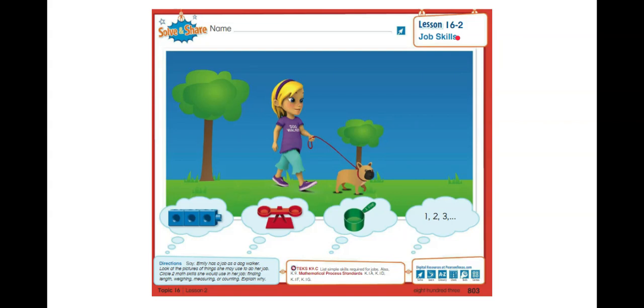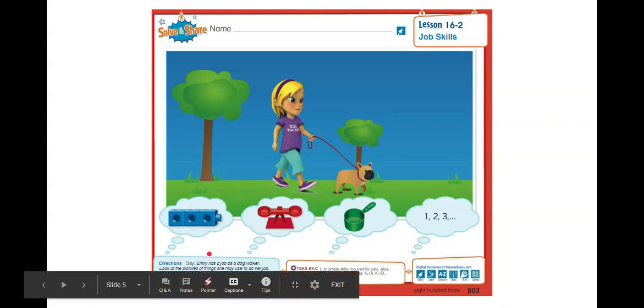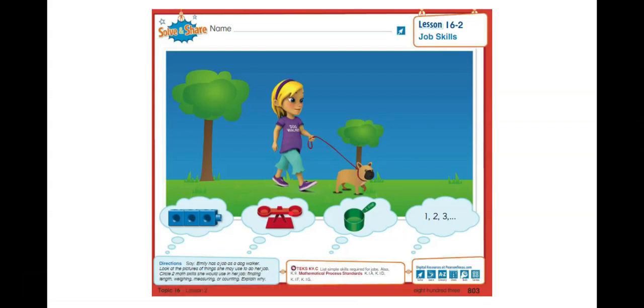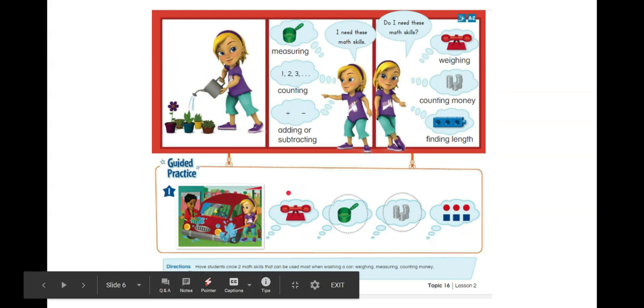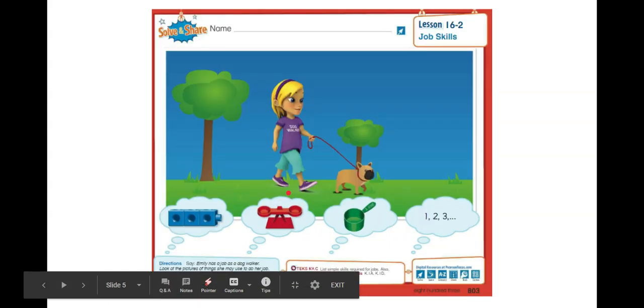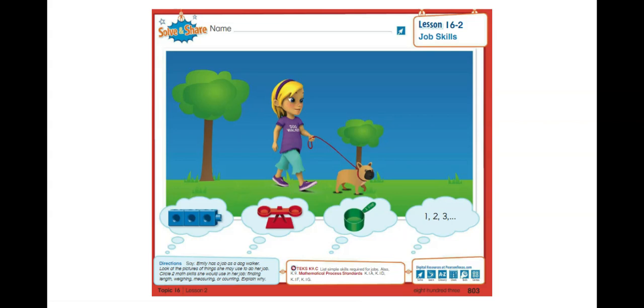Job skills. Now, job skills means that in order to do a job, you actually need to learn how to do something or know how to do something. For example, if you're going to be selling something, you need to learn how to count the money, count coins. Counting money is a skill you need when you earn money. Now here we have Emily has a job as a dog walker. Look at the picture of the things she may use to do her job. Circle 2 math skills she would use in her job.